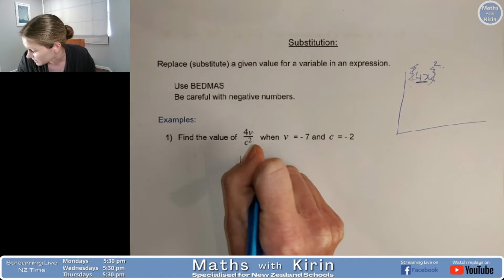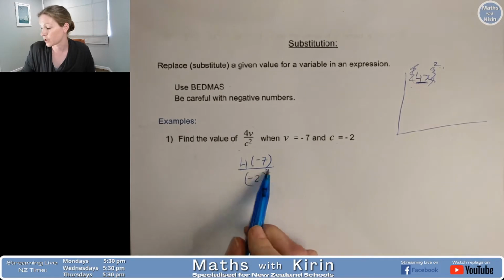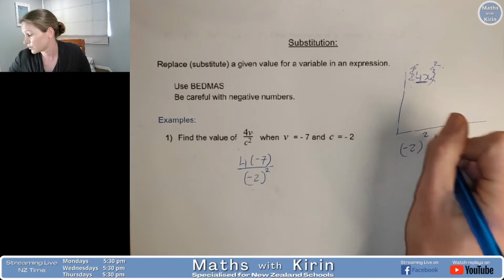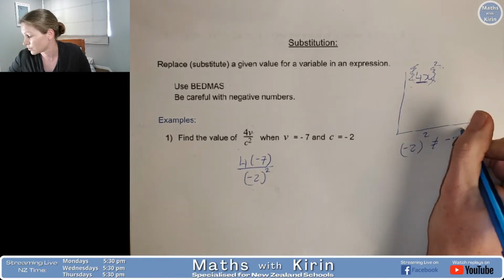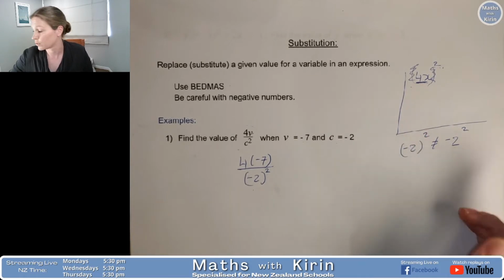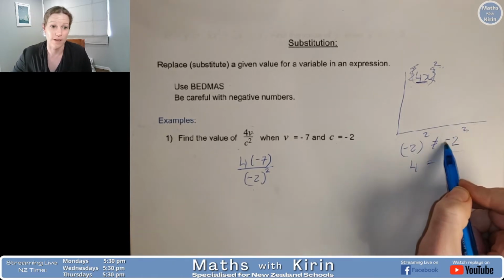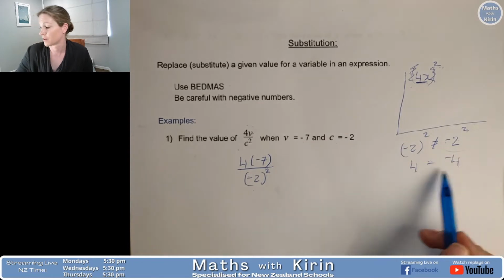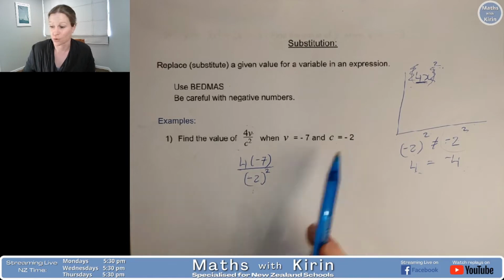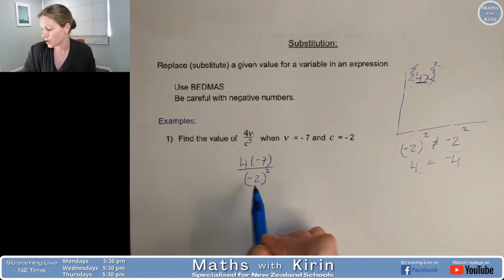So we've got 4 times negative 7 over negative 2 squared. Here it is really important that you have your negative 2 in brackets, because negative 2 squared is not the same as negative 2 squared with no brackets. With brackets, this is saying negative 2 times negative 2, which would give you positive 4. On the right hand side, we've got 2 squared, positive 4, and then we are subtracting that. So that would give us negative 4, and they're obviously not the same thing. So particularly if you have a negative number that you're raising to a power, make sure that you use brackets so that we've got our mathematical notation correct.